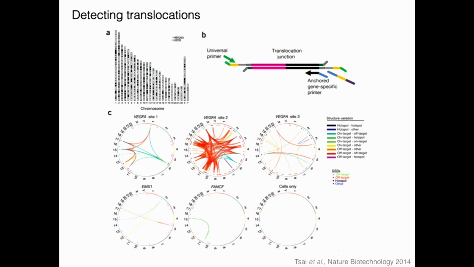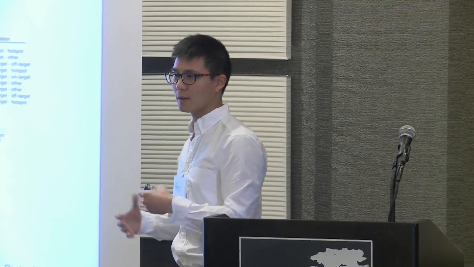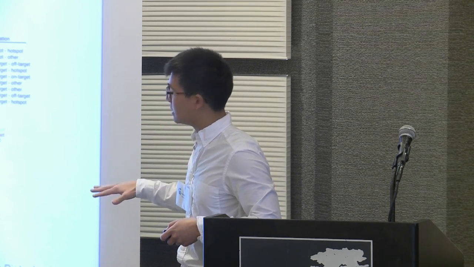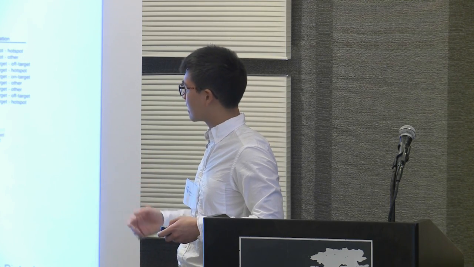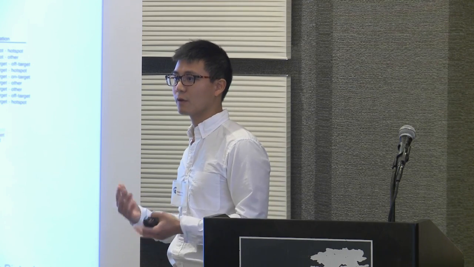And you can make these circos plots where for different guide RNAs, again, you can see that not all guides are equal. Some are very specific, like here for CF, whereas the VEGF-A site 2 actually has really large frequencies of translocation events. So how we can reduce or even increase the number of translocations, but also detect them, is something that will be required for the further development of this technique.